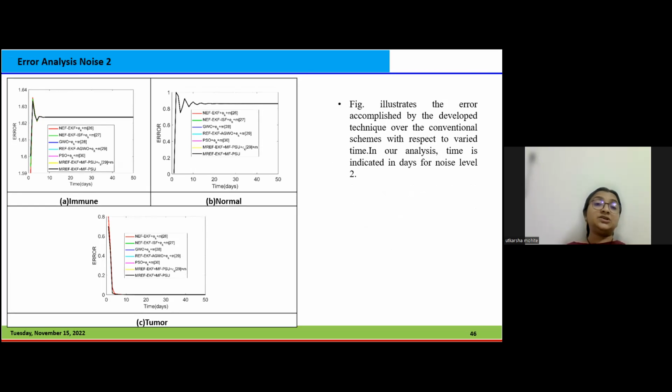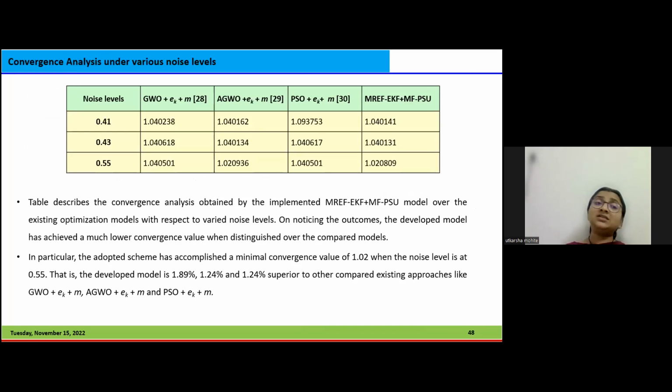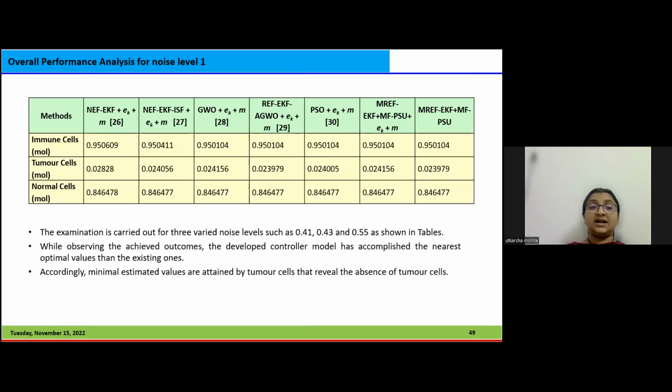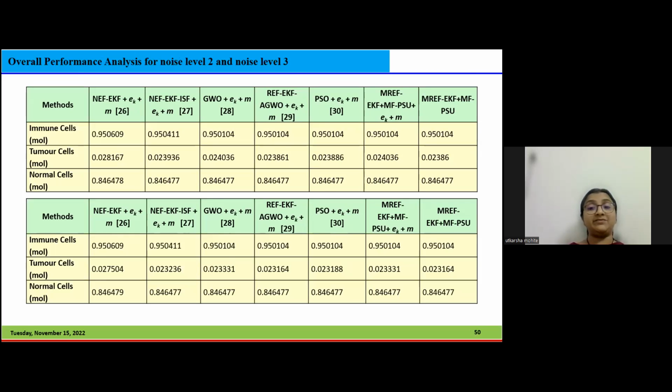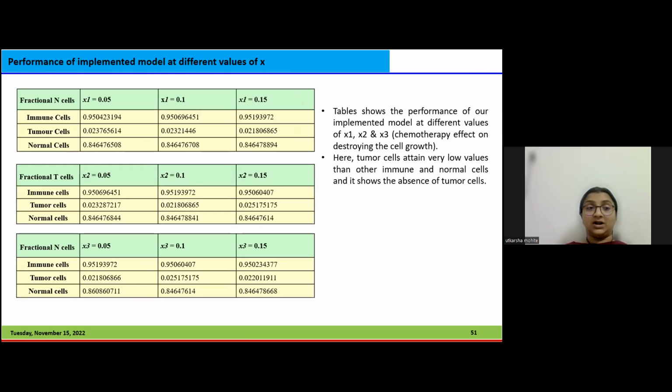The error analysis with the noise levels which we have taken was the predictable one. Some 3 to 4 noise levels we have considered, and we came to know that at every noise level the optimization concept was behaving very precisely. The conversion analysis has been done. Noise levels like 0.41, 43, 55 have been considered, and we received the desired output. The overall performance of the entire models with respect to the noise levels has been discovered. It has been calculated and implemented in the particular modeling states.